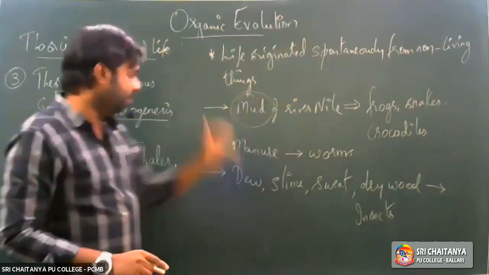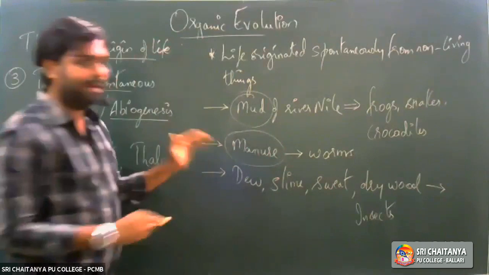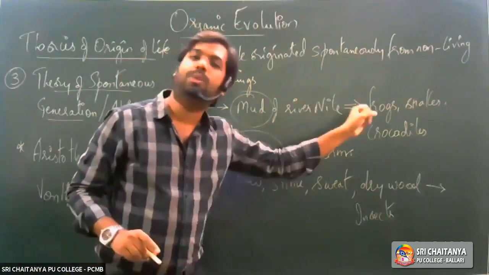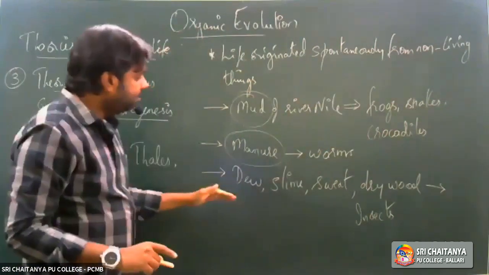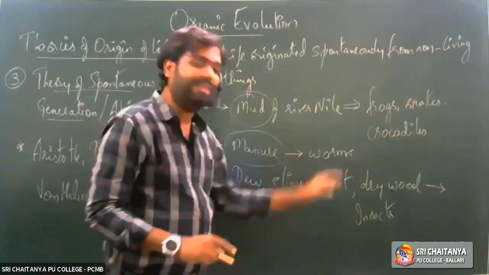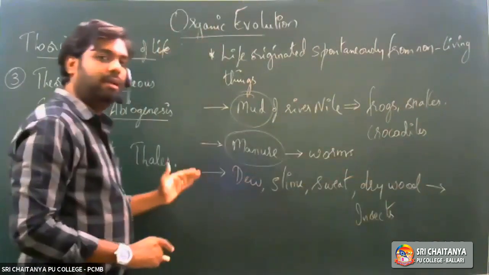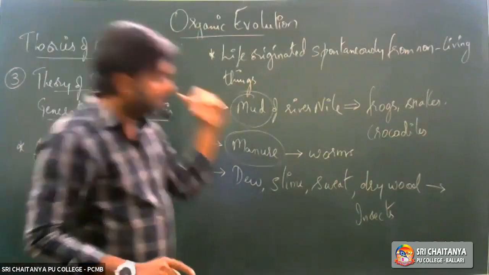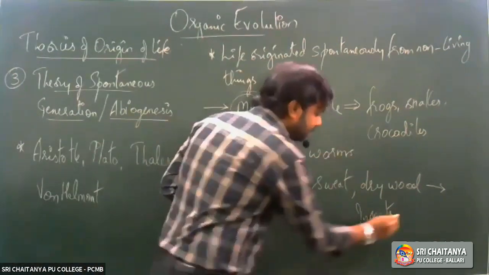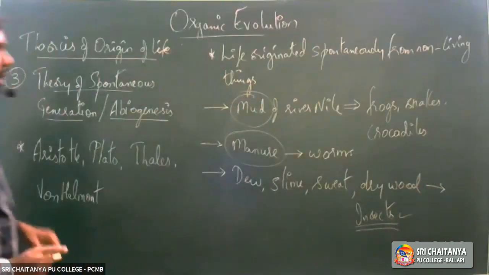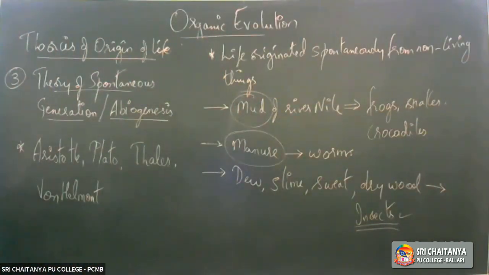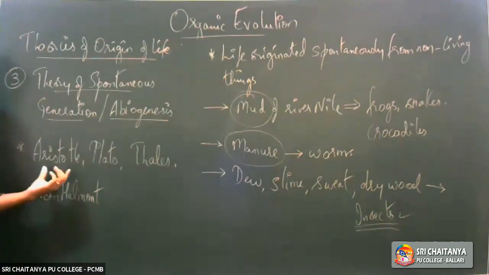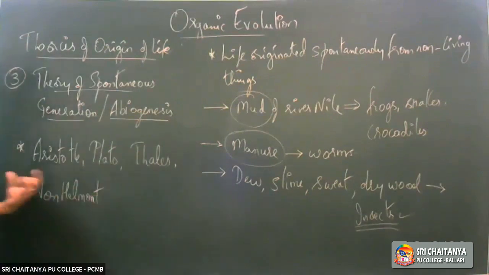Similarly, from manure, worms such as earthworms have evolved. And from dew, slime, sweat, as well as dry wood, all non-living things here, certain organisms such as insects have evolved. So this is what they said in the third theory, which is called the theory of spontaneous generation or the theory of abiogenesis. This theory was supported by several scientists, by name Aristotle, Plato, Thales, as well as one hand.